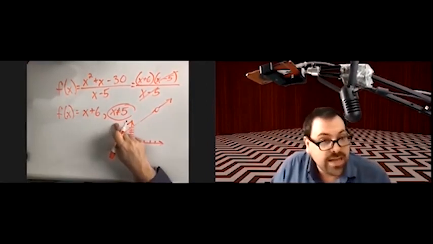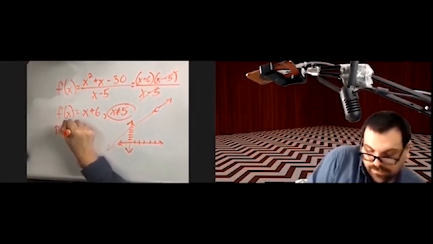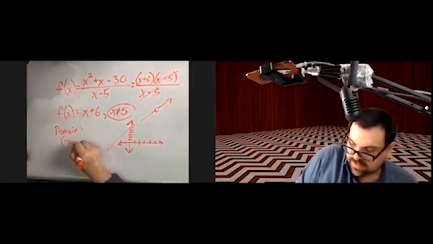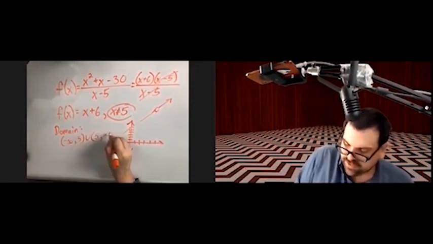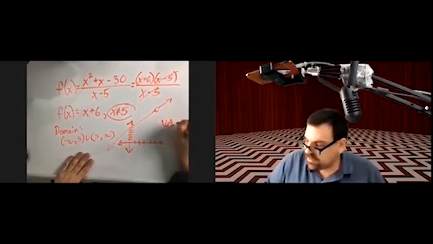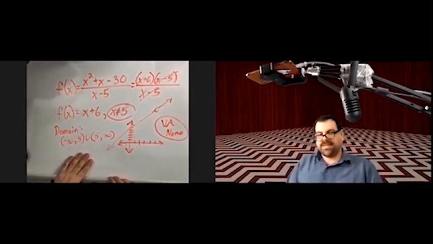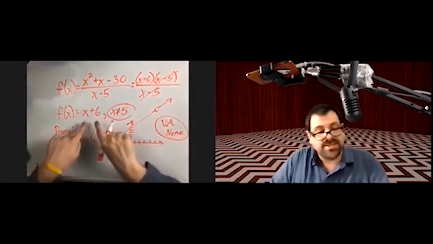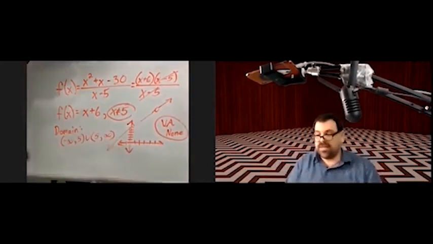So the domain would still have to exclude 5. The domain would be negative infinity to positive 5, and then we get rid of the positive 5 and we continue to infinity. That would be the domain, but the vertical asymptote would be none. Because since that x minus 5 cancels away, it just leaves us a hole in a simpler graph, not an asymptote that'll bend us into a hyperbola.